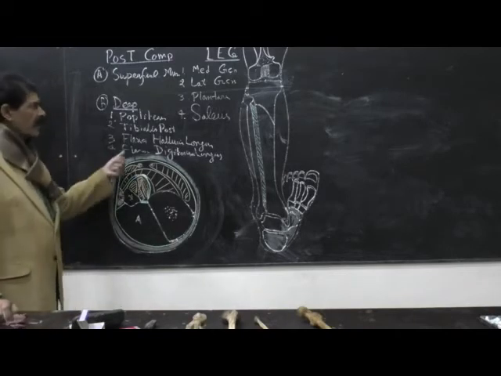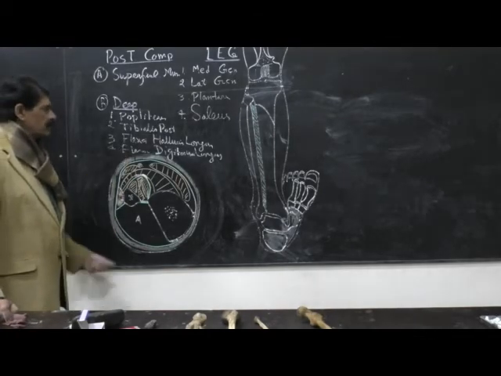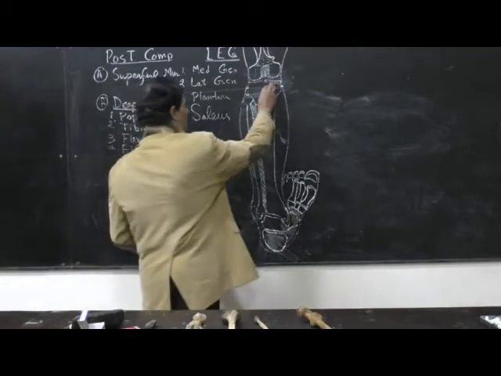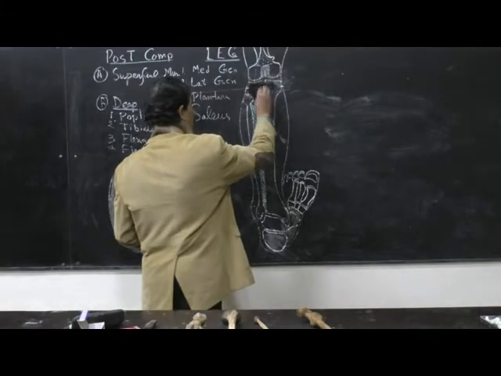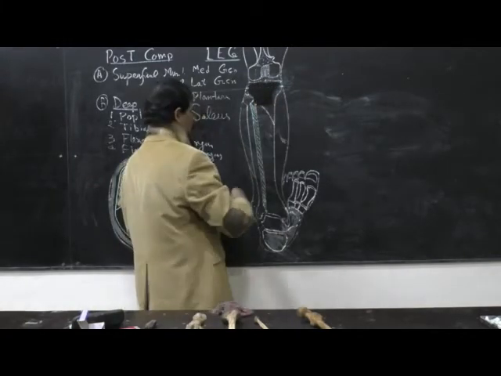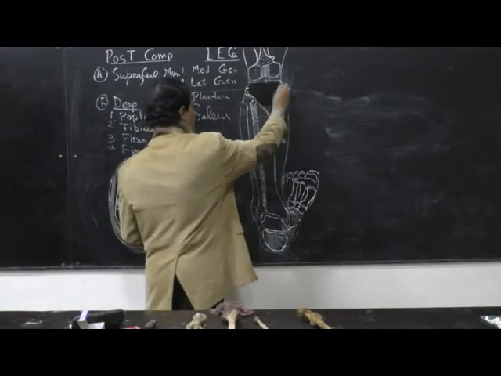So we will take them one by one. First we will take the deep muscles. So deep muscle, the popliteus, we have already done. The popliteus muscle we have done with the knee joint, everything about this muscle: origin, insertion, action, and nerve supply.